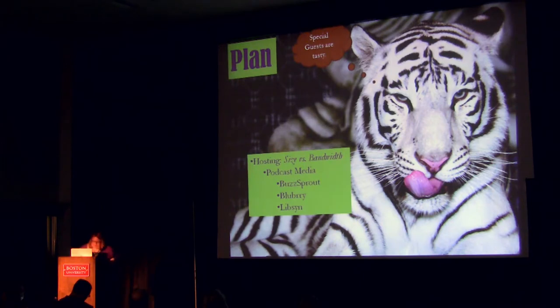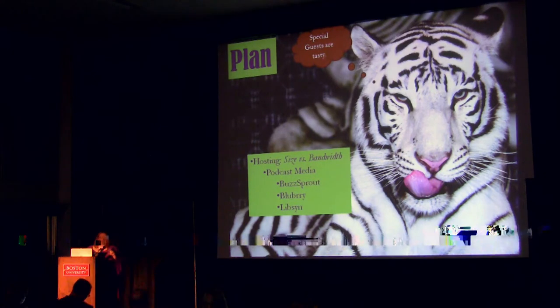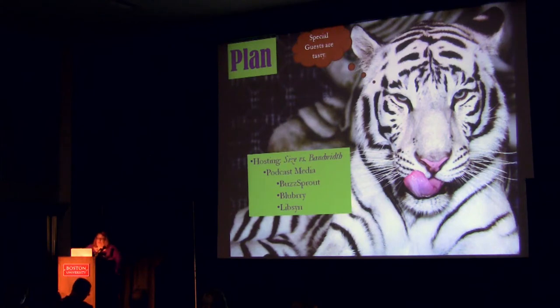I have Buzzsprout, and that offers a free option. So if you're just going to try it out, you can use Buzzsprout. It also is very easy to use. It's the easiest one to use. I've also used Blubrry. It's a little harder to use, but it has better statistics than Buzzsprout. Buzzsprout uses just a straight count. They don't give you any other details with that.